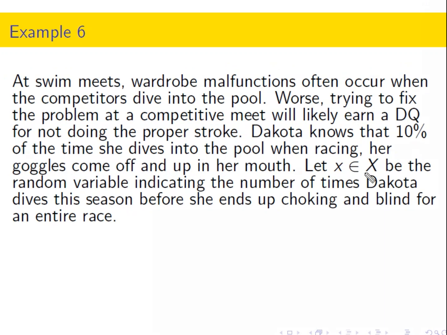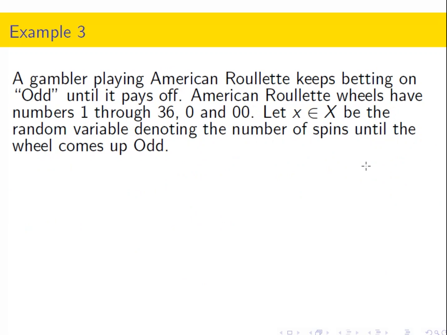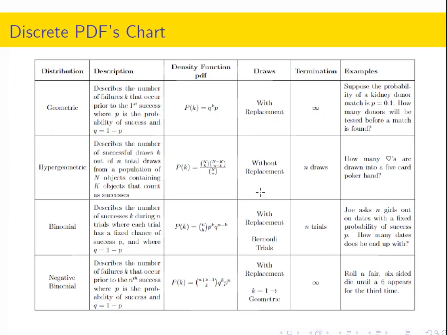And you can see that this is the number of times she dives a season before she ends up choking and blind for an entire race. This is just once. So this is a geometric PDF, and we've already done a couple of those in this video, so I'm going to stop it there. The only thing I want to point out is these are the 4 that we'll use, and these 2 columns here, how the draws happen and how the termination occurs, are the way you're going to tell 3 of the 4 of them apart.